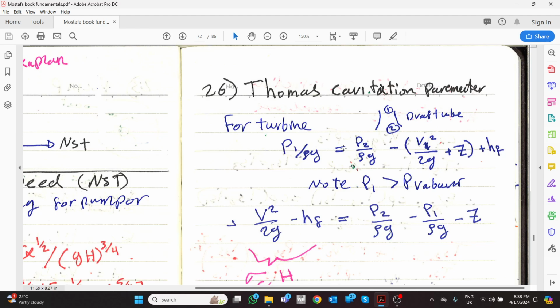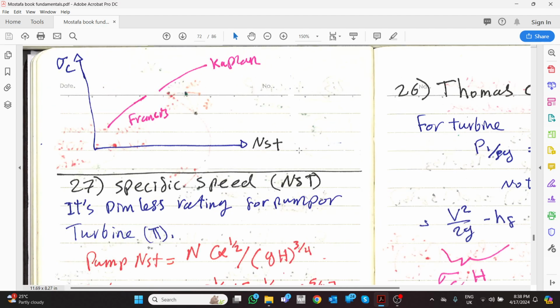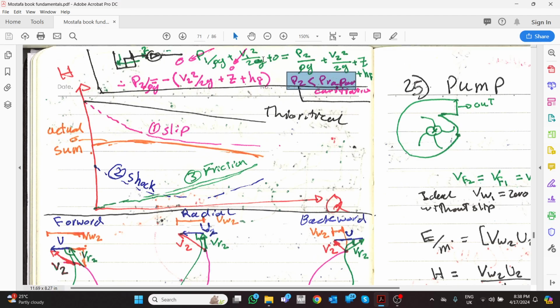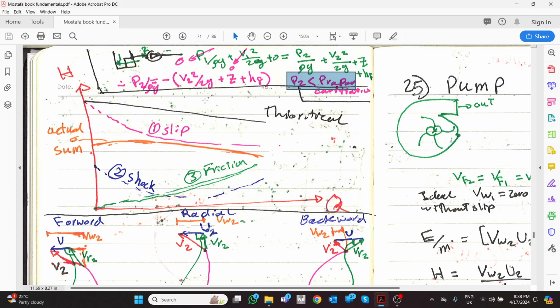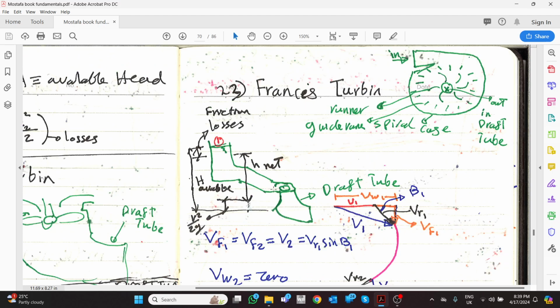There is the Thoma cavitation parameter. It can be applied for a turbine, for a pump, for whatever. It defines whether cavitation can happen or not. The same equation we've done here can be done for a turbine, but a turbine always has high head, while a pump always has low head. Because a turbine always has high head, cavitation never happens here, but cavitation can happen here. So the Thoma cavitation parameter can be applied here.